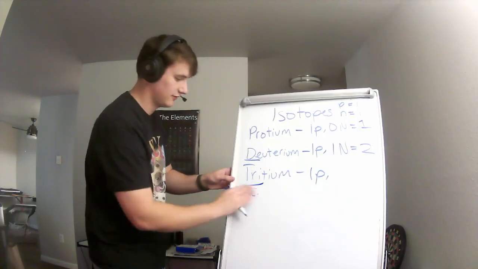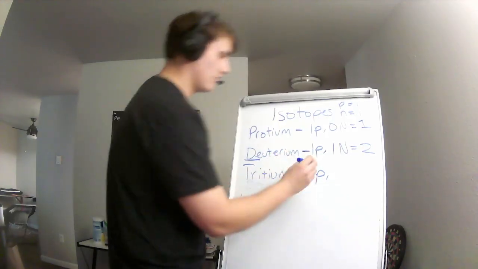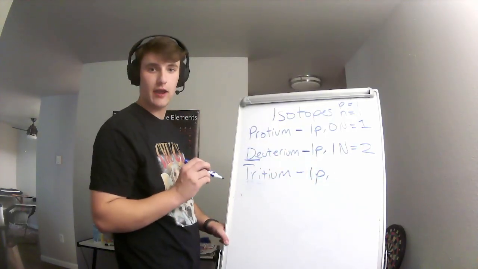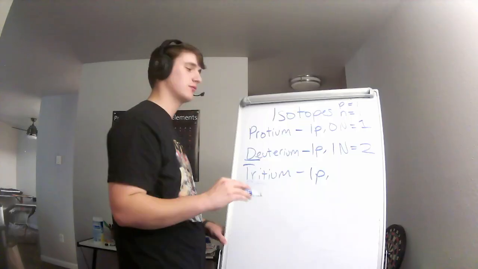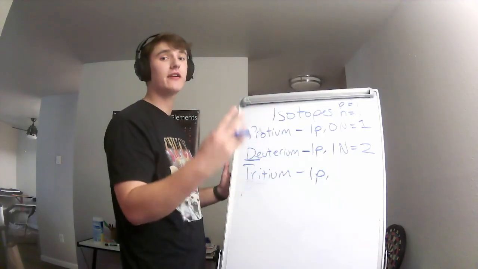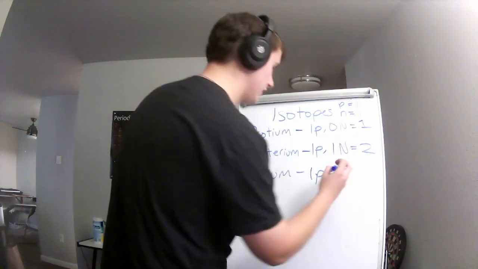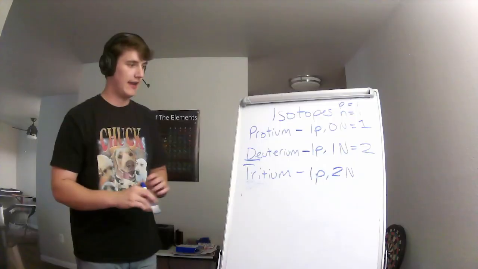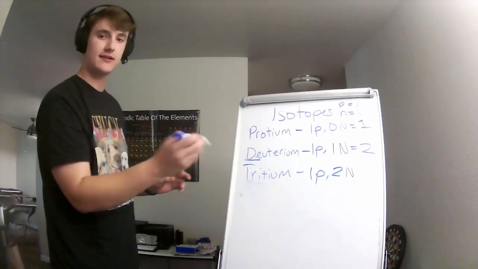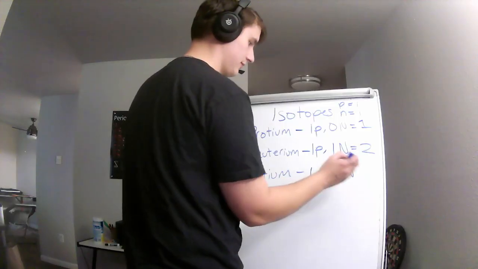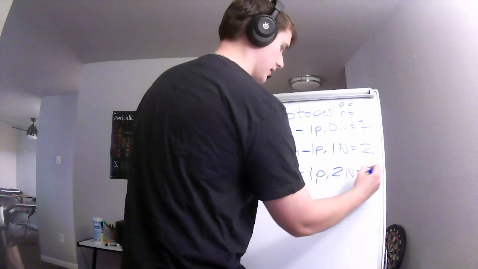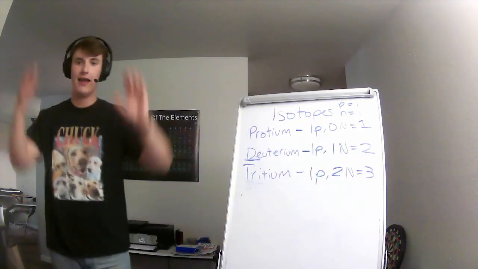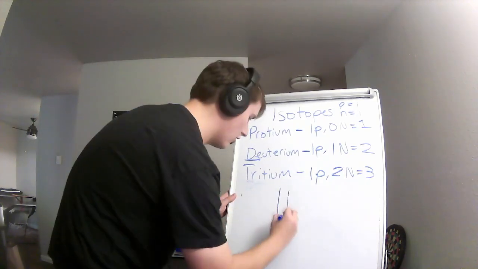You get the gist. Now, we know that it's going to have 1 proton, right? Because hydrogen always has 1 proton. These are all still hydrogen. They're just different variations of hydrogen. Tritium is going to have 2 neutrons, okay? Now, this, for tritium, will give us an atomic mass of, well, 1 proton plus 2 neutrons, atomic mass of 3.